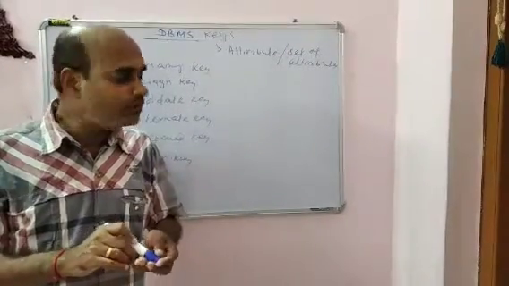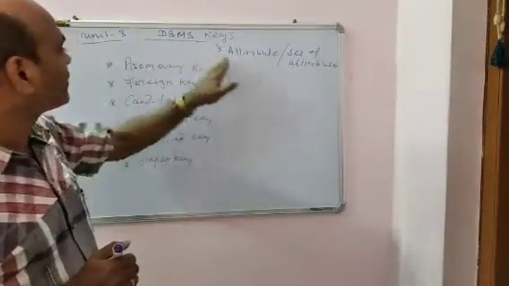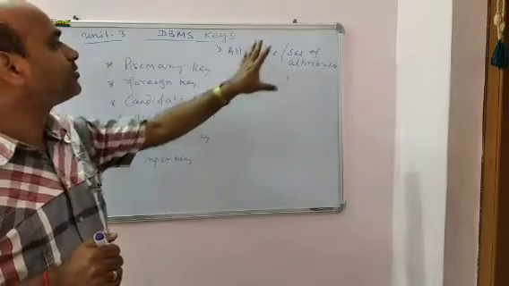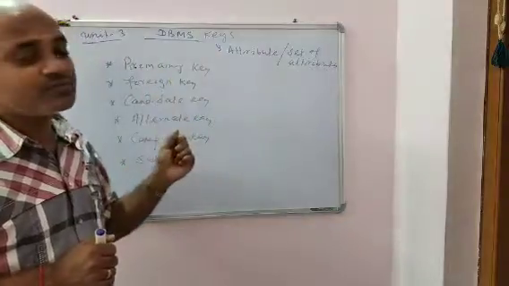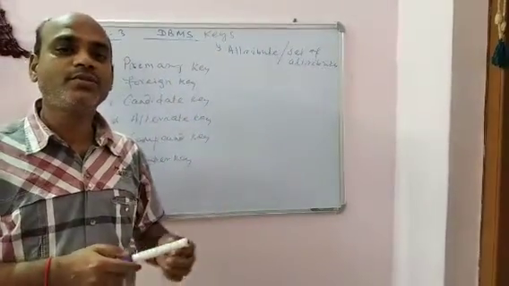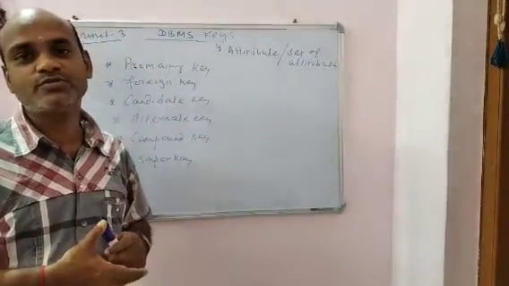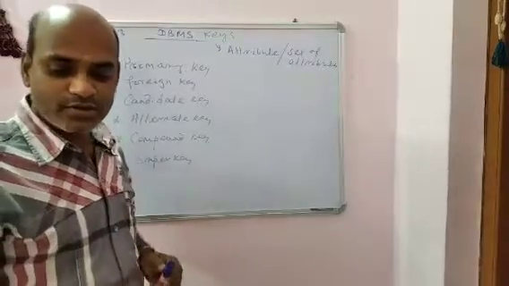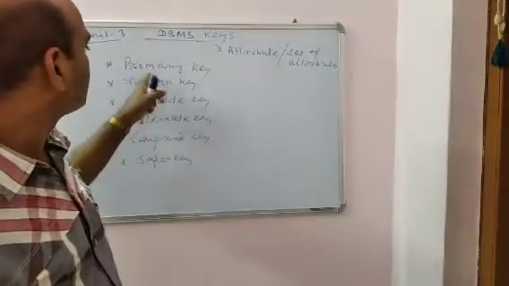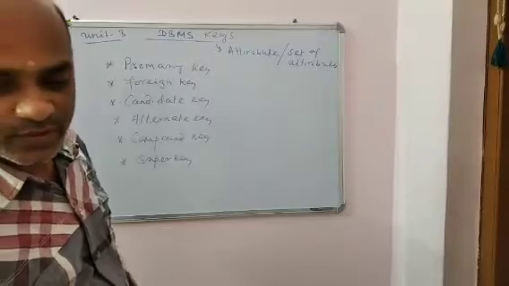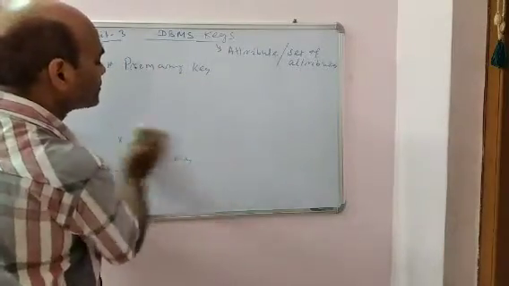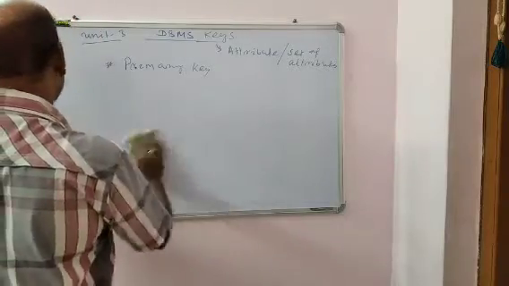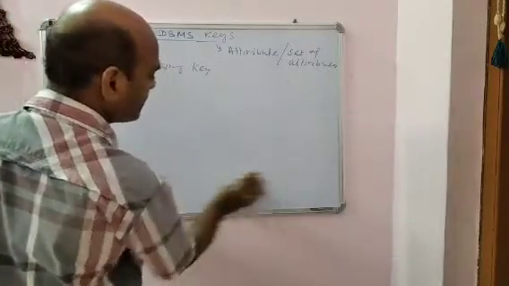Today we will discuss the important keys used in a relational table. By the help of these keys, we can relate database tables. One by one we will discuss, so first, now see the primary key.